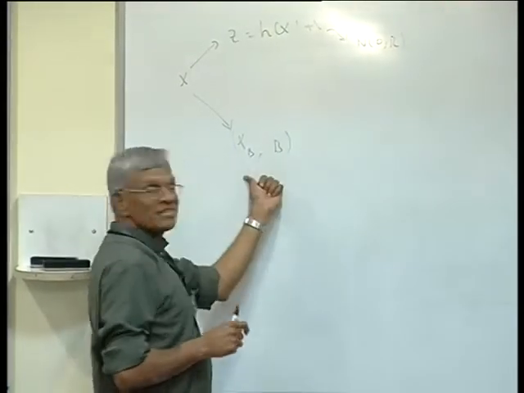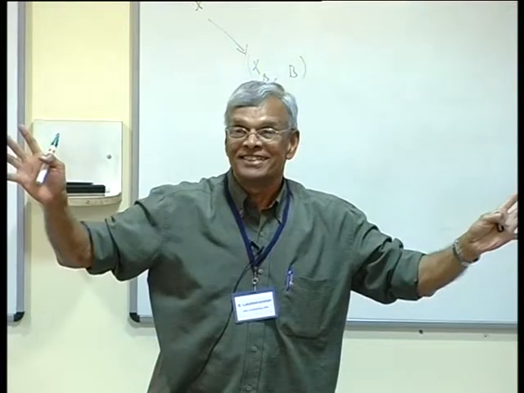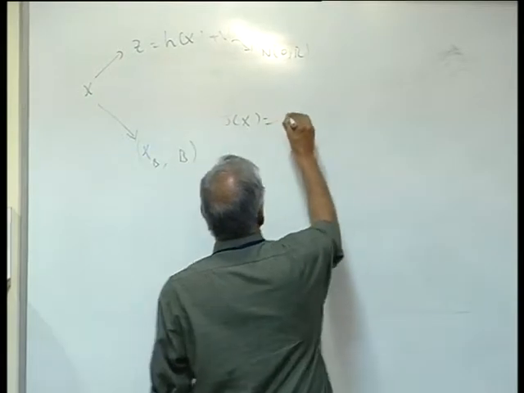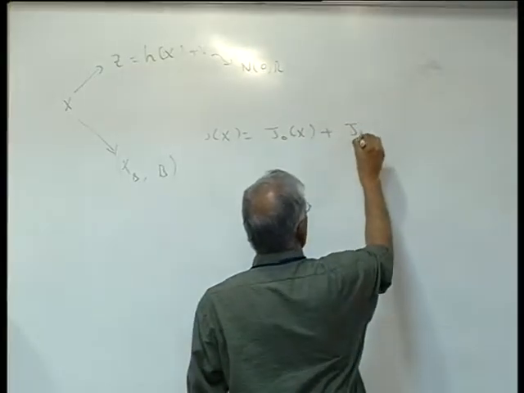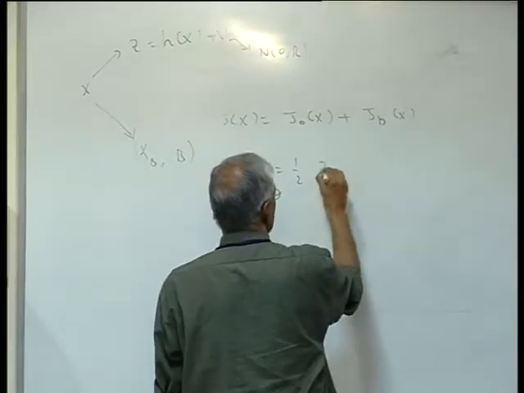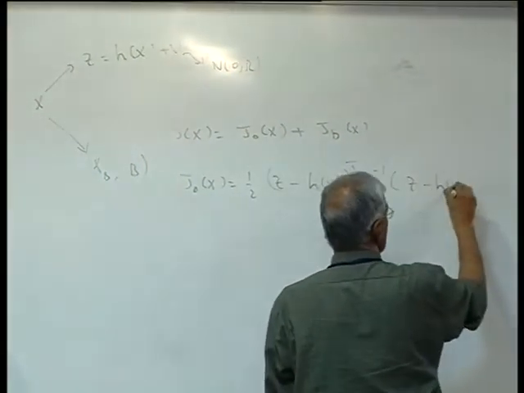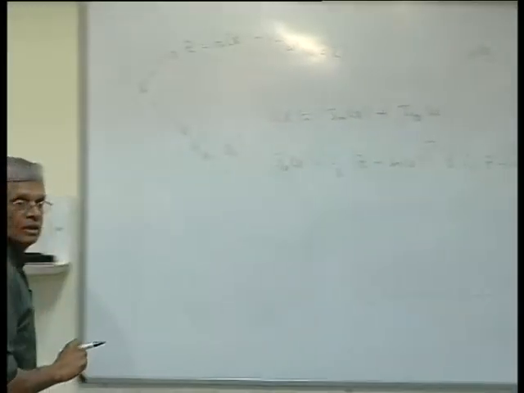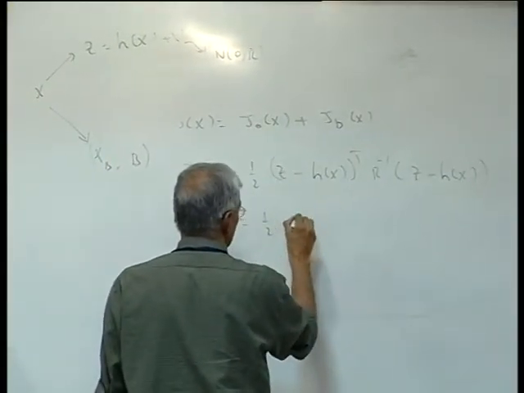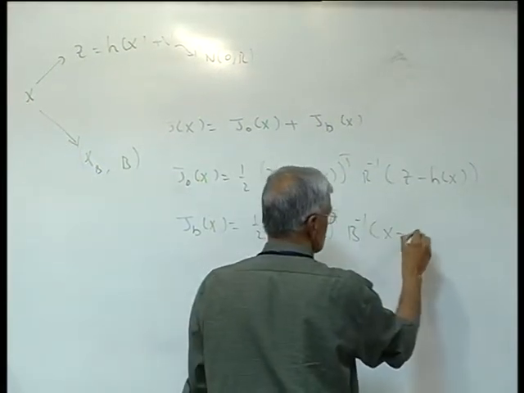He's pretty right. I have to bring in this term too. So there is one more term for you to handle. That's right. So let's do the full 3D-Var for that. I have J of x equal to J naught of x plus J b of x. J naught of x is equal to 1/2 of (z minus h of x) transpose R inverse (z minus h of x). That's our old friend. Are you with me? Plus J b of x is equal to 1/2 of (x minus xb) transpose B inverse (x minus xb).